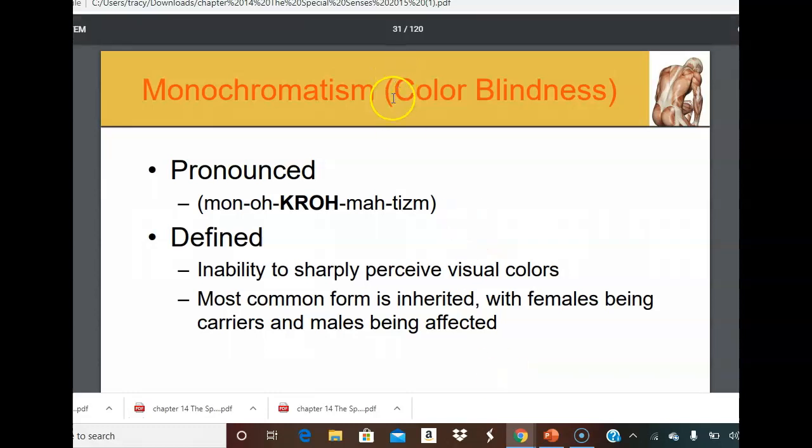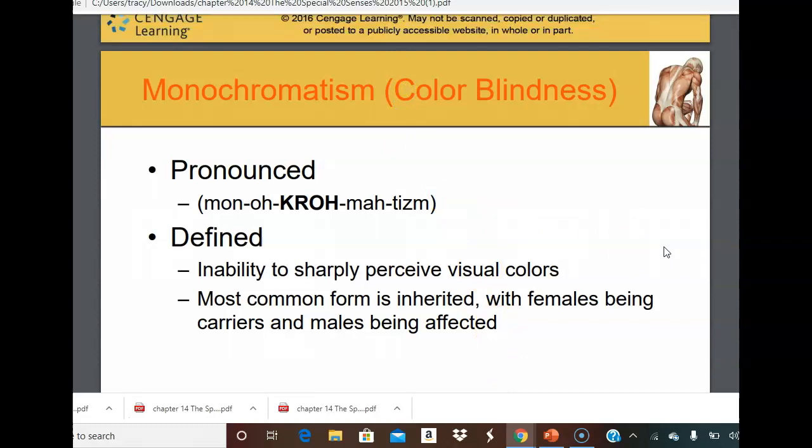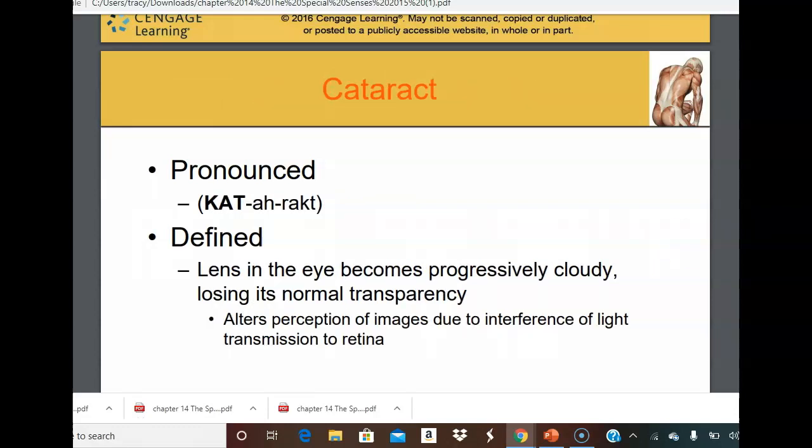Okay, so monochromatism is the official term for color blindness. If you were to see the word achromatism, with A in front instead of mono, that would basically mean lack of or without. So that would be someone who basically doesn't have any of those cones to see red, green, or blue, and they would mostly see in different shades of gray. Okay.